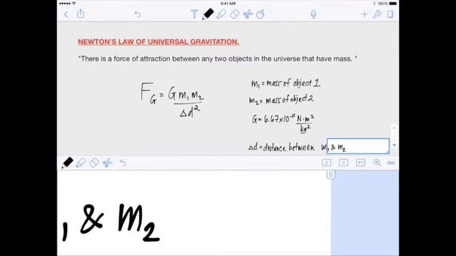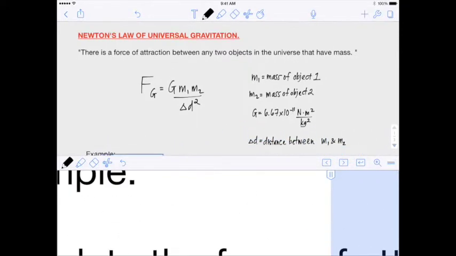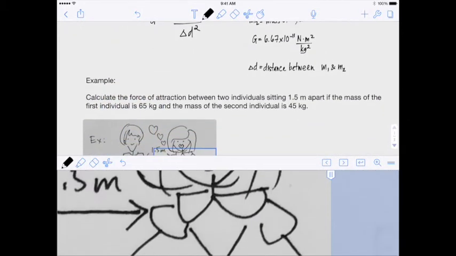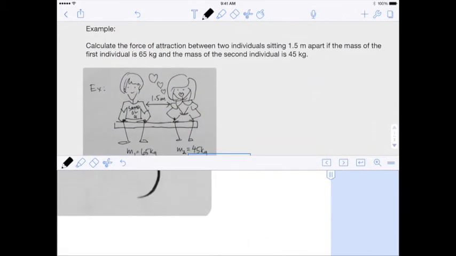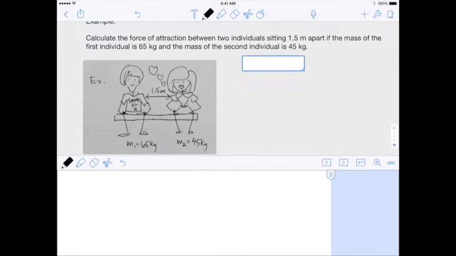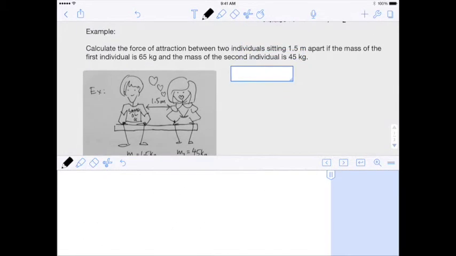So we're going to do an example using Newton's law of universal gravitation. And in this example, we're going to calculate the force of attraction between two individuals that are 1.5 meters apart. The mass of individual 1 is 65 kilograms, and the mass of the second individual is 45 kilograms. So we'll write down everything that's given.